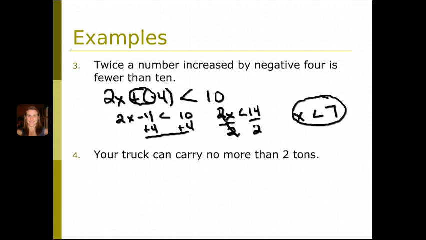Our next example, your truck can carry no more than 2 tons. Put a variable on the left, 2 tons on the right. And if we can carry no more than 2 tons, that means that the most we can carry is 2 tons. So the amount of weight has to be less than or equal to our 2 tons.